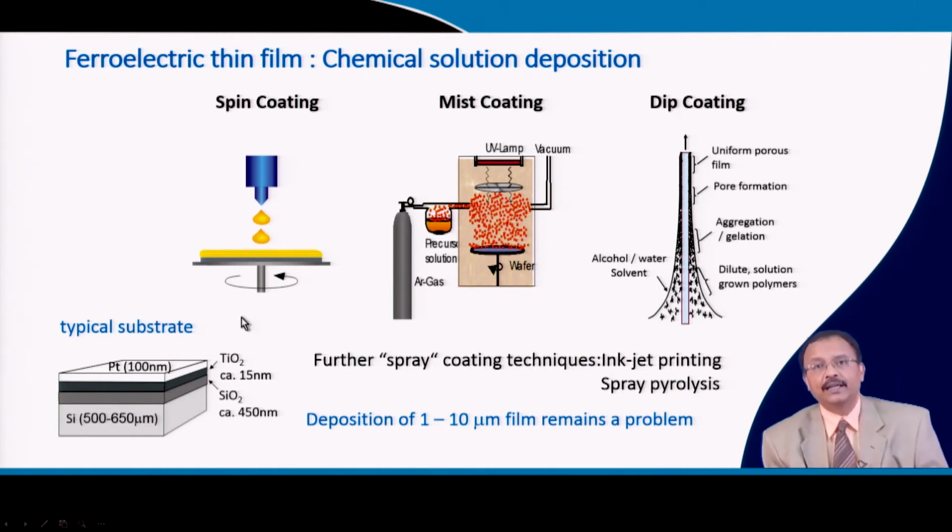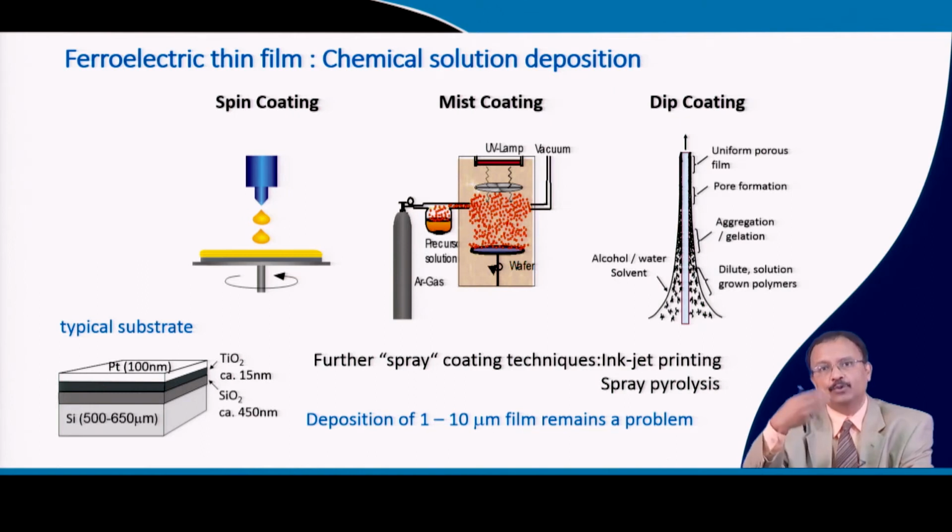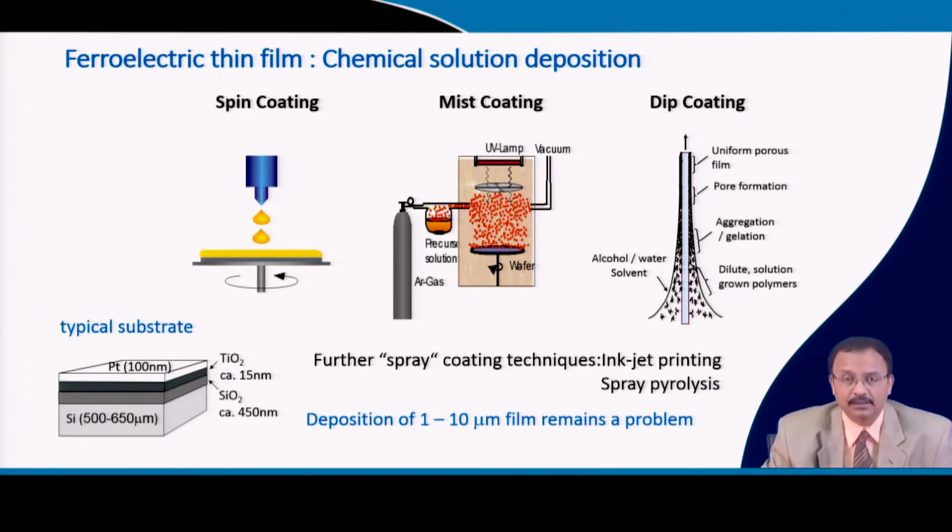Now, it is a problem to make a film which is thicker than 1 micron. So, 1 to 10 micron, that range is difficult to grow by any of this technique, because once the film grows, then it has a tendency to delaminate. So, delaminate from the substrate. So, thicker film deposition by using this spin coating or dip coating, that is usually problematic.